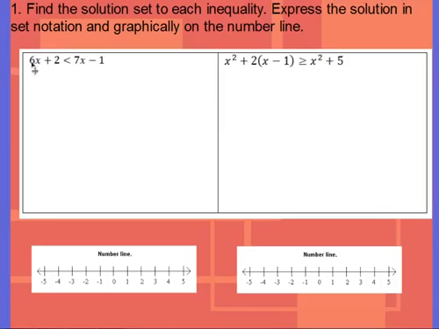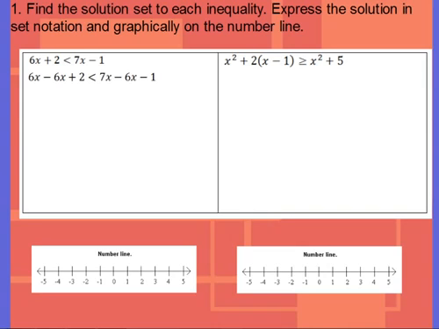Well, I see that I have x's on both sides, so maybe I want to take this 6x and subtract it from this side. And if I subtract the 6x from this side, I'll have to do the same thing here. So let me go ahead and do that. I'm going to subtract 6x from each side.